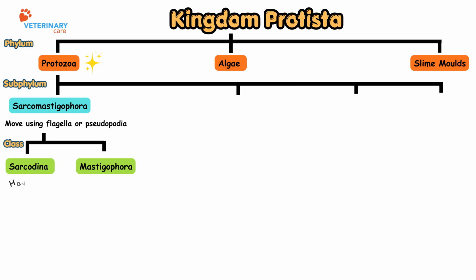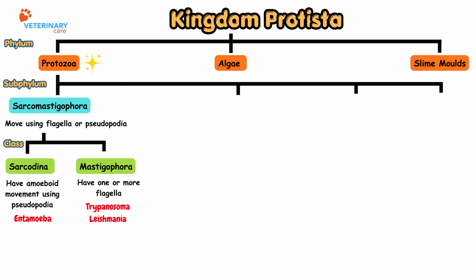Sarcodina have amoeboid movement using pseudopodia. Examples include Entamoeba. Mastigophora have one or more flagella. Examples include Trypanosoma, Leishmania, Giardia, and Trichomonas.